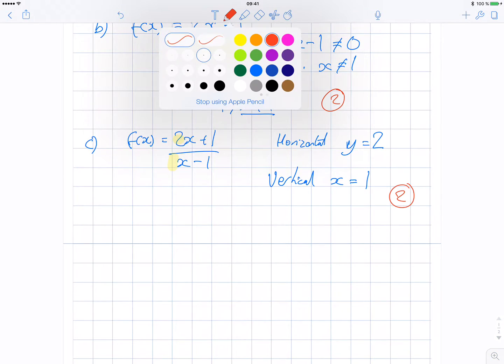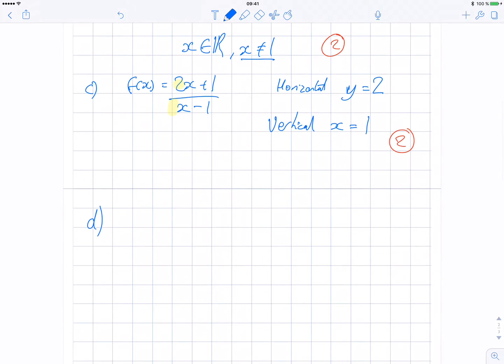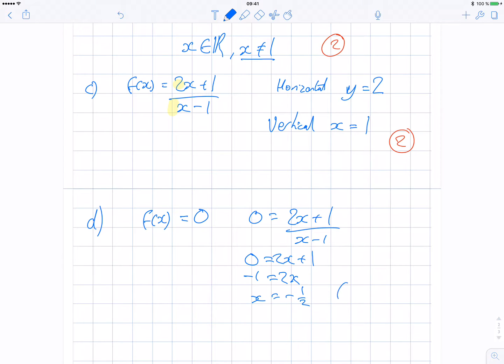Now on to part C. Sorry, part C, what am I talking about? Part D. Say, far from being perfect. Determine f of x's intercepts with the x and y axes. So let's start by making y equal 0. So we have 0 is equal to (2x plus 1) over (x minus 1). When you multiply something through by 0, it cancels. So I have 2x plus 1 equals 0. Take away 1 from both sides. Divide by 2. x equals minus a half. So we have minus a half, comma 0.